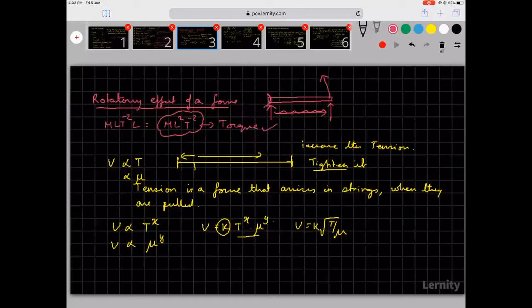Mu is the mass per unit length. Mu is equal to mass per unit length, so it is mass by length, so it is M L power minus 1. So we found out one formula. Then I explained to you how to get it. Same thing I'll explain now here.